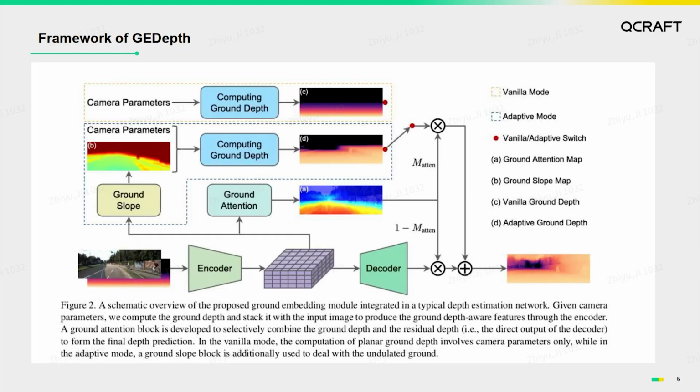Here's an overview of our proposed ground embedding module integrated in a typical depth estimation network. Given camera parameters, we compute the ground depth and stack it with the input image to produce the depth-aware features through the encoder. A ground attention block is developed to selectively combine the ground depth and the residual depth to form the final depth estimation. In the vanilla mode, the computation of planar ground depth involves camera parameters only, while in the adaptive mode, a ground slope block is additionally used to deal with undulating ground.